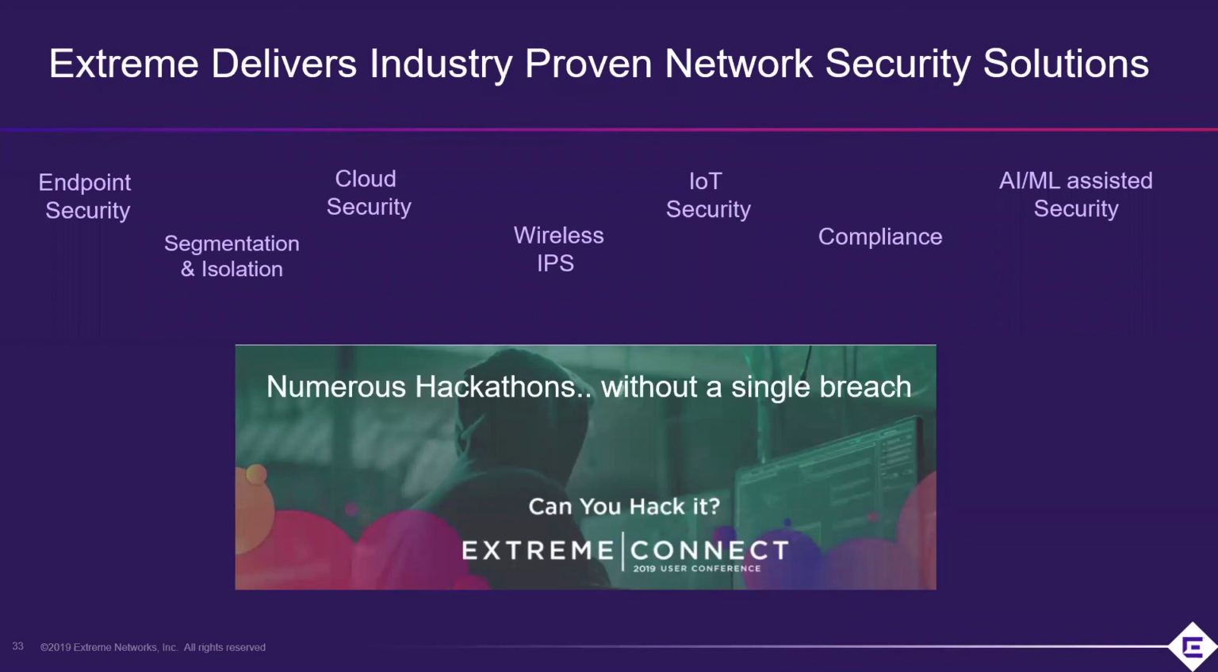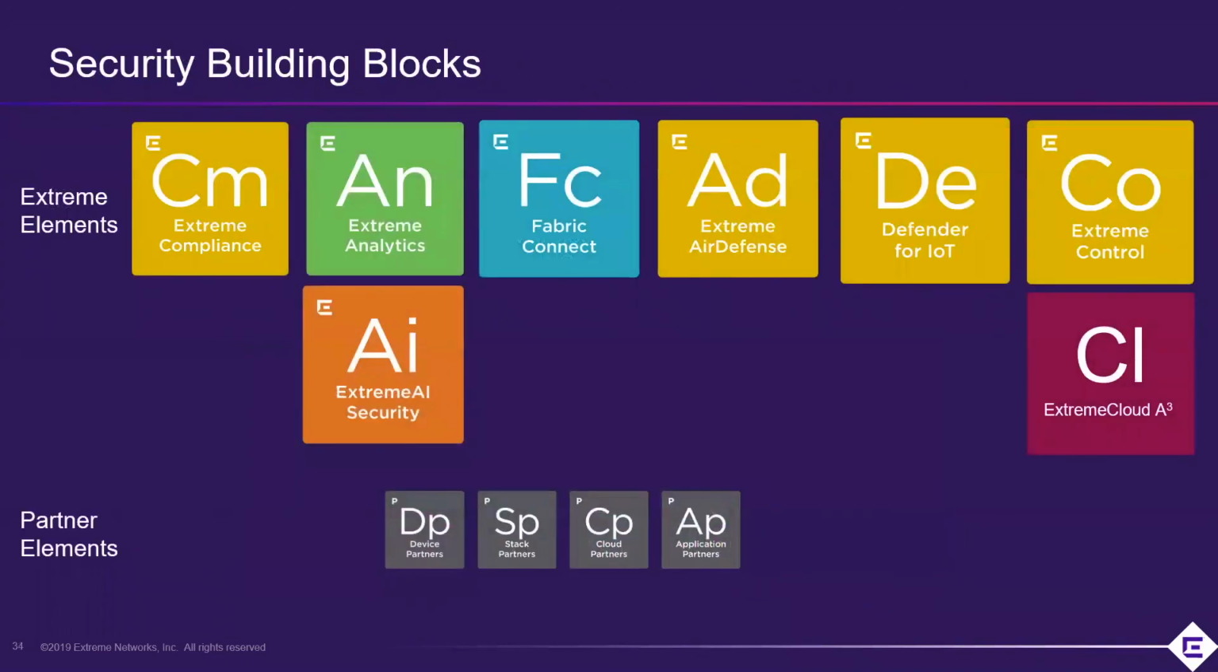as a networking fabric technology. Now, this is a look at a different perspective, if you will, of the Extreme portfolio. Notice we have Extreme Compliance, that automation tool that I talked about for PCI, HIPAA, GDPR, Analytics, AI Security, Fabric Connect, Extreme Air Defense, which is that wireless IPS, Defender for IoT, which is a particular system which can protect and lock down an IoT environment and provide you a comprehensive asset inventory as well, Extreme Control, and also Extreme Cloud, which are both of our NAC offerings within the portfolio.